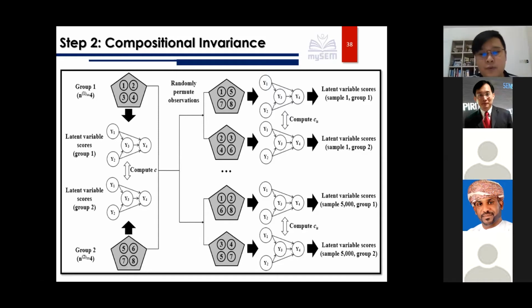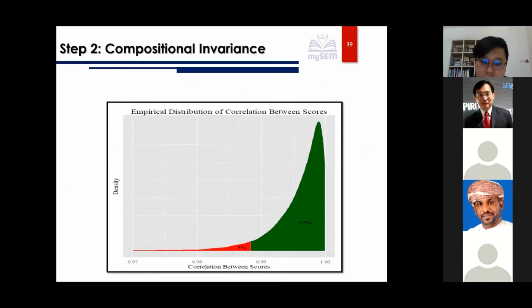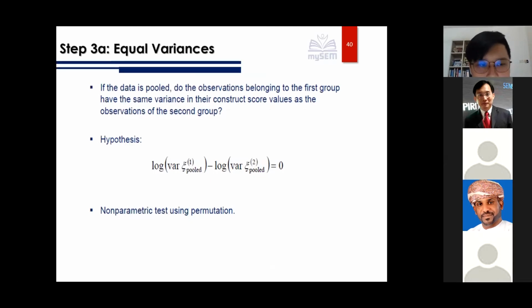So what we want is for them to run the permutation many times to see whether there's a difference in terms of the correlation of the composite score. This is what step 2 does. What we want is for the correlation to be as close as 1, and what we can tolerate is like a 95% confidence interval and 5% correlation error and so on. So we move into step 3.